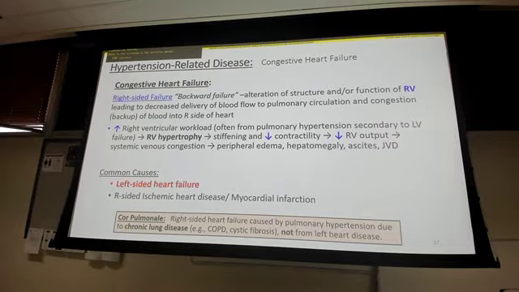So left-sided heart failure is the most common reason why people get right-sided heart failure. If they just have a heart attack on the right side of the heart, that can cause it too, right? Now there's one thing here, cor pulmonale. This is right-sided heart failure due to a lung disease. This is different than how we typically think about it.